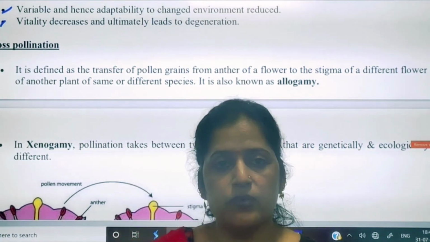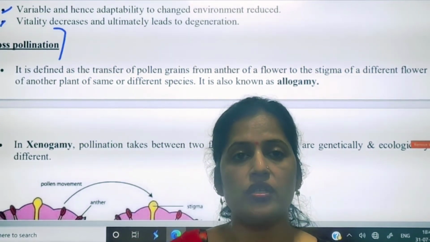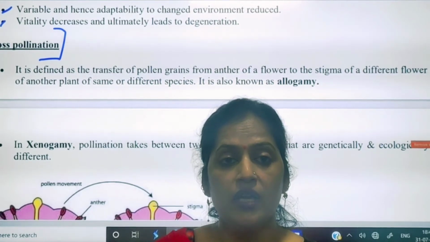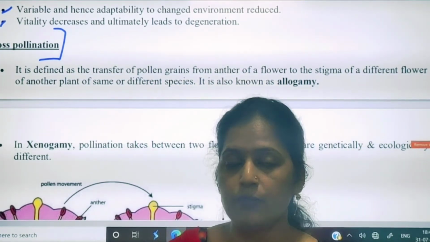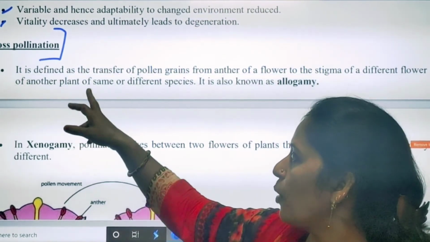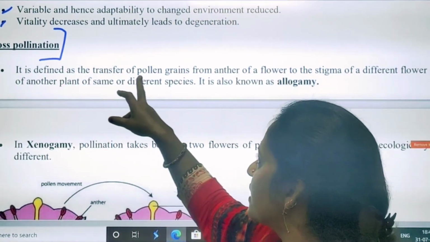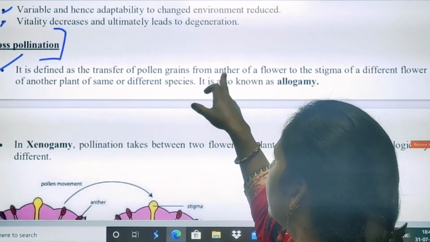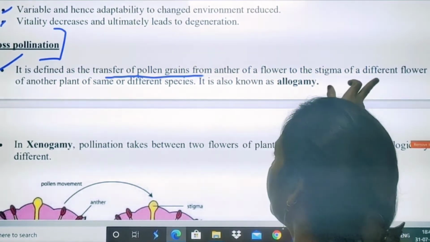What are the various types of self-pollination? What are the advantages of self-pollination? What are the various disadvantages of self-pollination? And the next important type of pollination is cross-pollination. It is defined as the transfer of pollen grains from the anther of a flower to the stigma of a different flower.